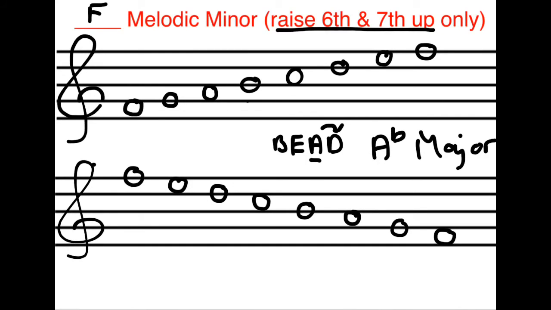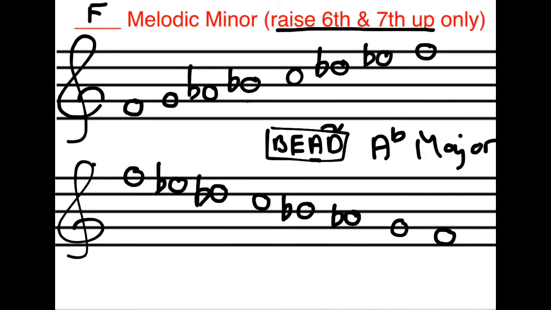Okay, but it doesn't make any difference, I suppose, as long as you know that melodic minors you raise the 6th and 7th going up only, and harmonic minors you raise the 7th going up and down. That's it, really. So add in all your flats from A flat major. Okay, so you need a B flat, you need an E flat, you need an A flat, and you need a D flat. And the same thing going down. You need a B flat, you need an E flat, you need an A flat, and you need a D flat. Okay, and then raise the 6th and 7th going up only.